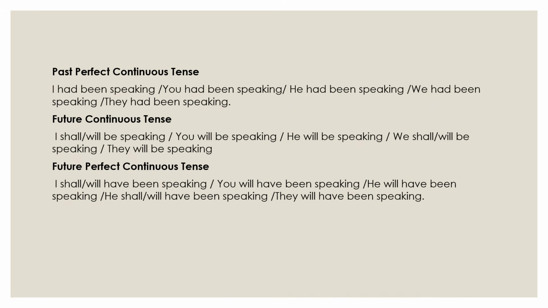Past perfect continuous tense. I had been speaking. You can take these as just examples to form sentences, but just as basics. You had been speaking, he had been speaking, we had been speaking, and they had been speaking. Future continuous. I'll be speaking, I'll be playing badminton, you'll be playing badminton, he will be playing badminton, they will be playing badminton. This is future continuous.